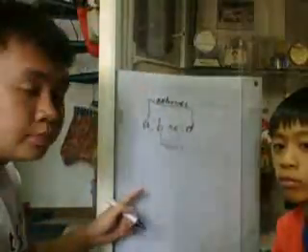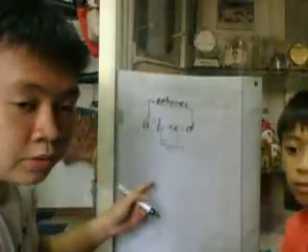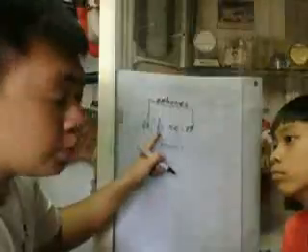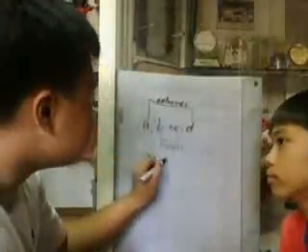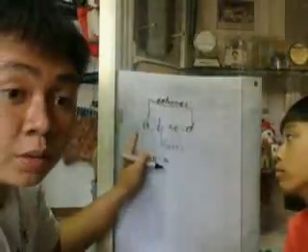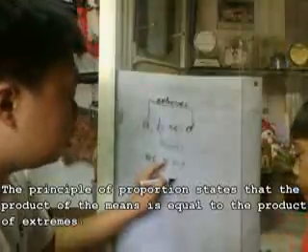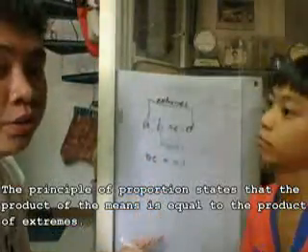To find out if they are equal, get the product of the means, B and C, and test if it is equal to the product of the extremes. If they are equal, then it is a proportion.